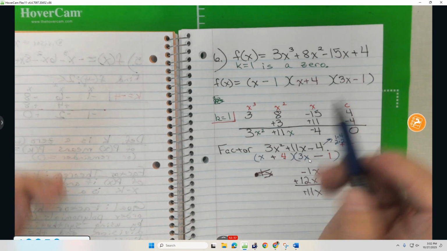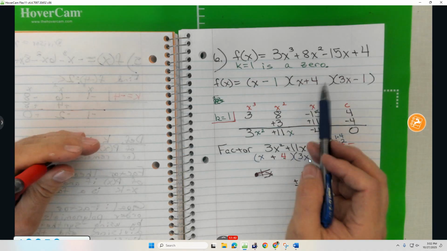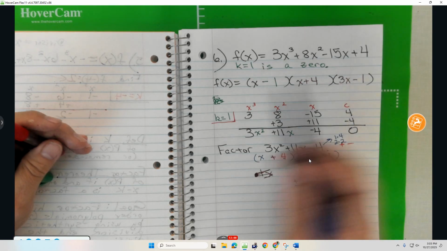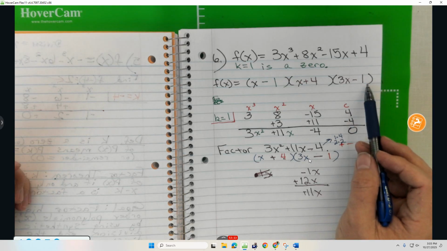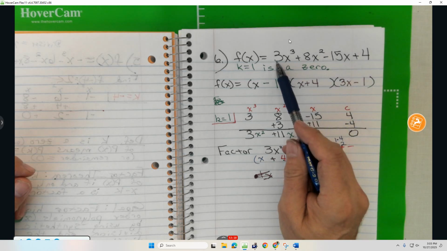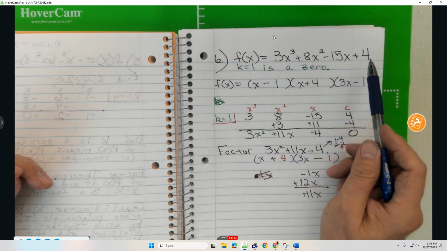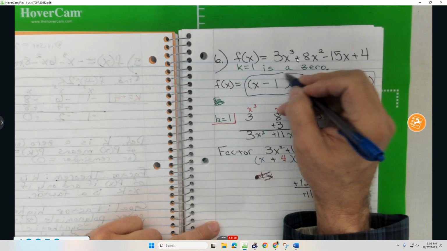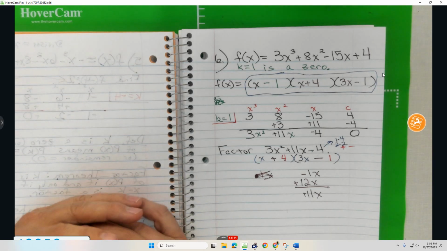This is really amazing. If you FOILed out x minus 1 times x plus 4, combined your like terms, then took 3x minus 1, distributed the 3x over all of them, distributed the minus 1 over all the terms, and then combined like terms, you would get back the dividend 3x cubed plus 8x squared minus 15x plus 4. If you FOILed this out and then distributed and combined like terms, you'd get back that function f of x.